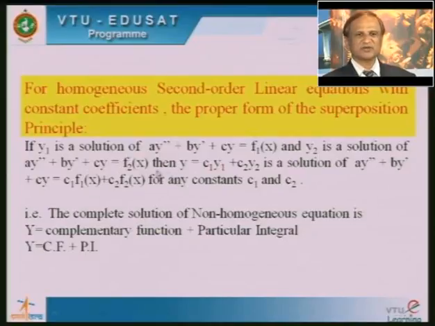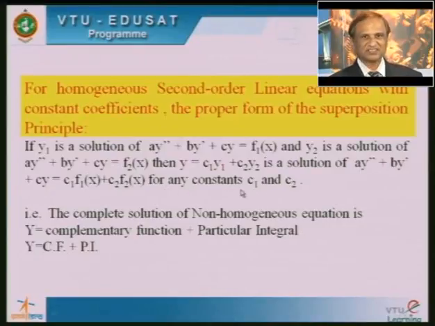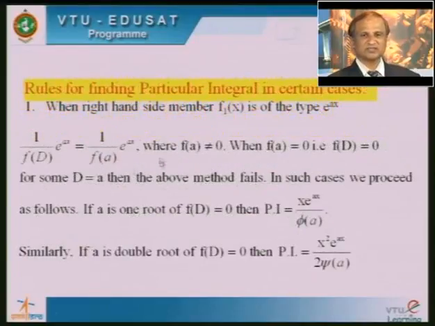Is it clear? Then y is equal to c1 y1 plus c2 y2 is a solution of a y double prime plus b y single prime plus c y is equal to c1 f1(x) plus c2 f2(x), right, where c1 and c2 are constants. So now we can use this concept to write the general solution of the given equation.